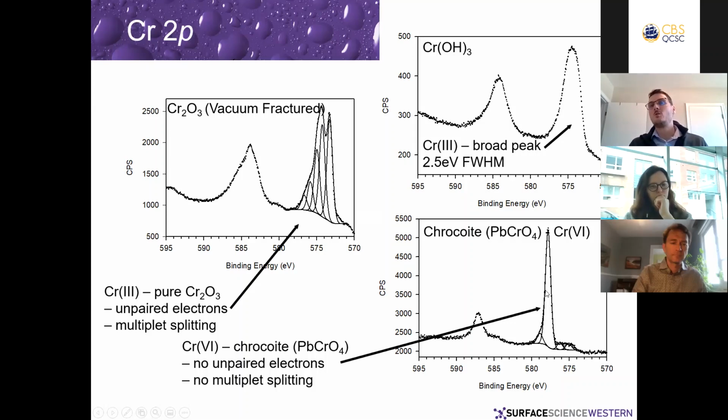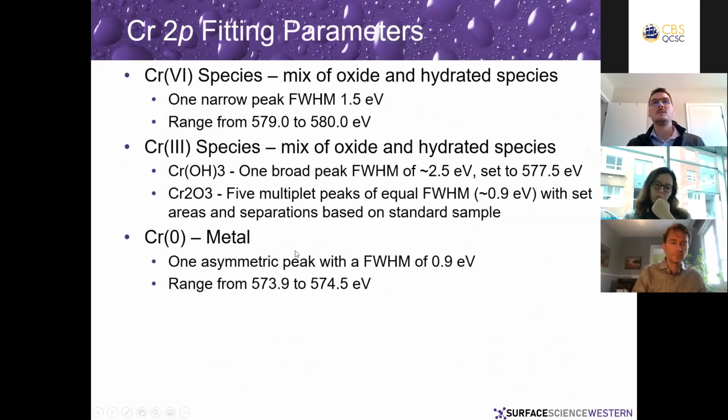And so for something like chromium 6, we only have a nice sharp peak shape because there's no multiplet splitting, there's no unpaired electrons. So we have a peak at around 579.5 eV. For something like chromium 3 hydroxide, we can use one broad peak set at, I think it's 577.5 eV. And then for the chromium 3 oxide, where we have this multiplet splitting, we'll use a series of peaks that mimic the peak shape of the chromium 3 oxide. And we'll constrain their areas and their positioning. Really what we're doing is making a standard spectrum that we can then fit into our fitting routine. And so that's all that this is.